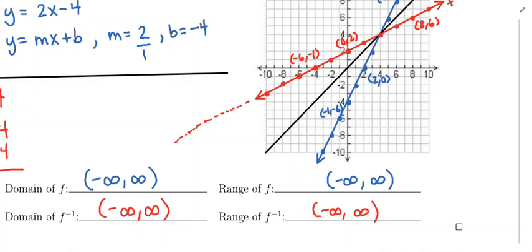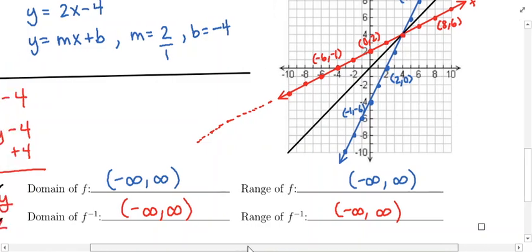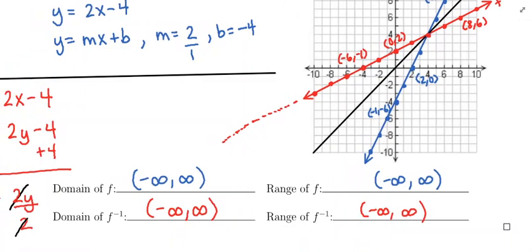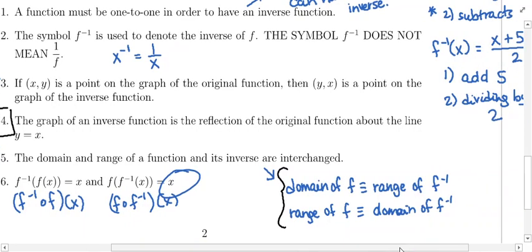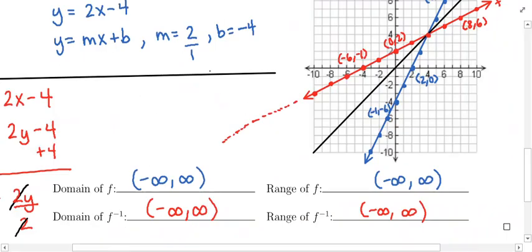Another thing to observe here from this example, one of the characteristics of a function and its inverse is what I wrote down here: the domain of f is always going to be the same as the range of f inverse, and the range of f is always going to be the same as the domain of f inverse, and you see that illustrated here. The domain of f is the same as the range of f inverse. They're both all real numbers, and the range of f is the same as the domain of f inverse.